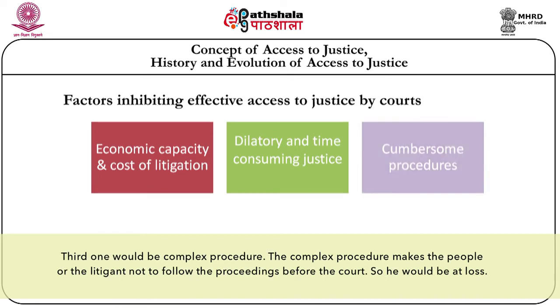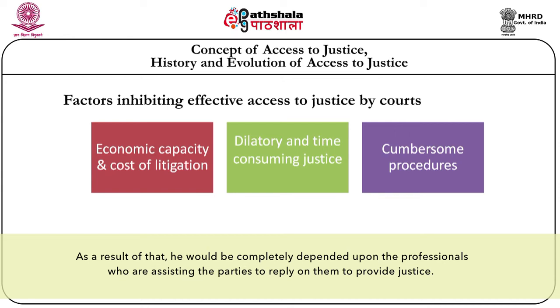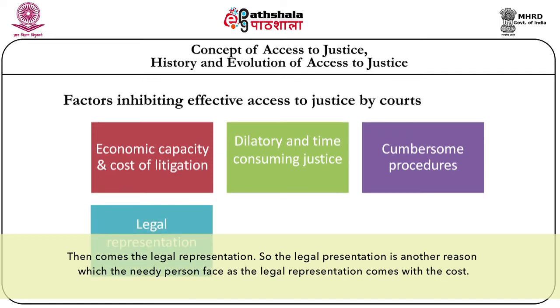Third one would be complex procedure. The complex procedure makes the litigant unable to follow the proceedings before the court. So, he would be at a loss. As a result, he would be completely dependent upon the professionals who are assisting the parties, and rely on them to provide justice. Then comes the legal representation. Legal representation is another problem which needy persons face, as legal representation comes with a cost.